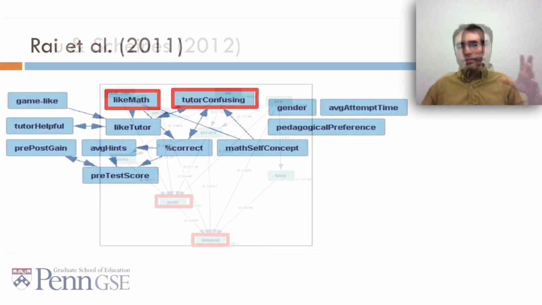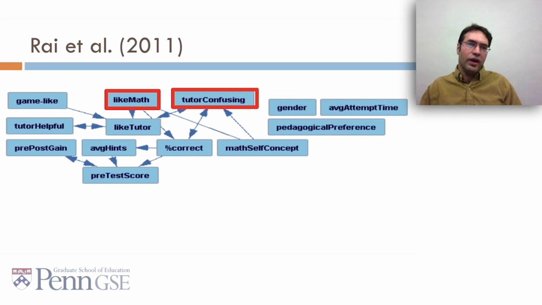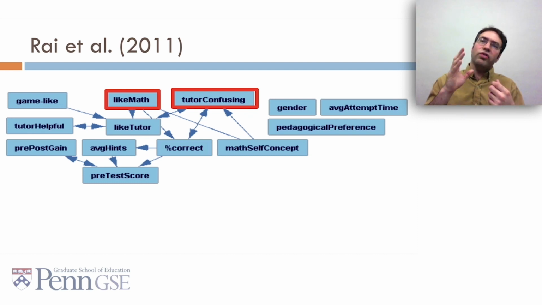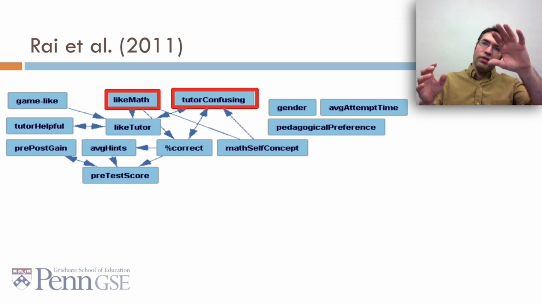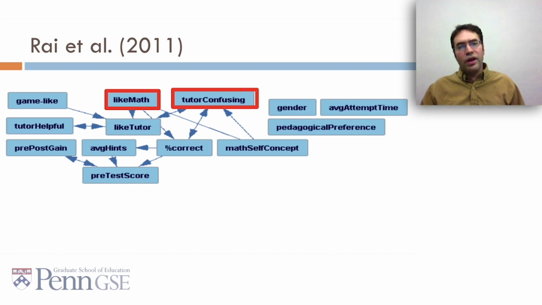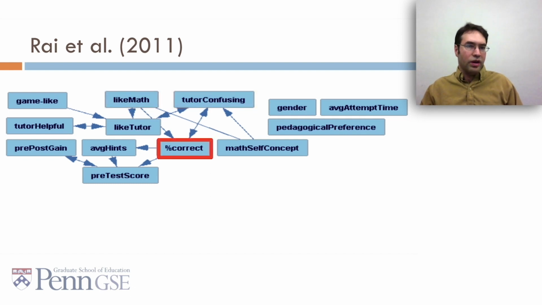Another example comes from Devon Rai and Joe Beck, who compare the results when you do an unconstrained model and a constrained model using domain knowledge. When you use an unconstrained model to try to study the relationship between students' self-report of their experience with a tutoring system, their performance in the tutoring system, and pre-test and post-test given before and after the tutoring system, they found that students who like math and don't find the tutor confusing get more problems right. And then, getting more problems right causes them to do better on the pre-test they took before using the tutor.